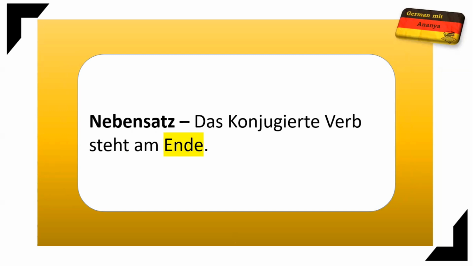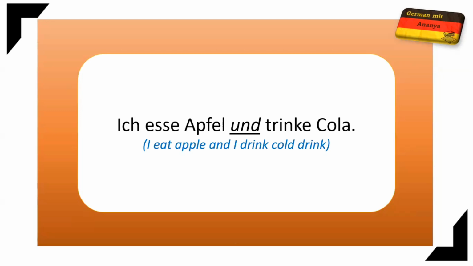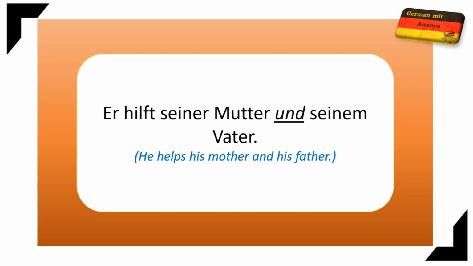So, let's learn the connectors. First is und, which means and. Ich esse Apfel und trinke Cola. I eat apple and I drink cold drink. So in this case, you can see und is a connector and this is connecting the two sentences. And you can check here the position of the verb. Here the position of the verb is second place. So this sentence is Hauptsatz. Next is: Er hilft seiner Mutter und seinem Vater. He helps his mother and his father.